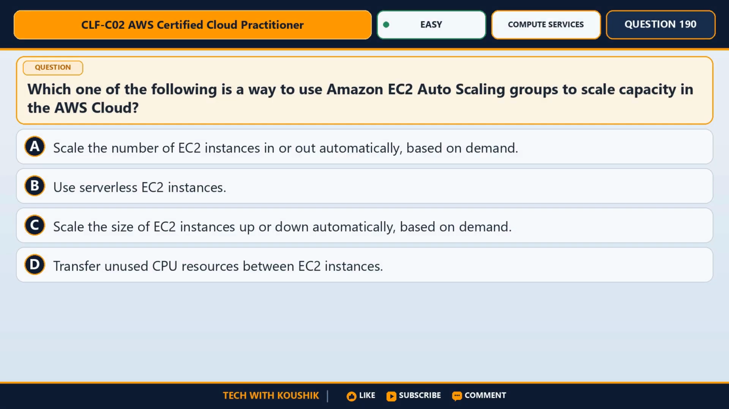Question number 190. Which one of the following is a way to use Amazon EC2 Auto Scaling groups to scale capacity in the AWS cloud? Option A. Scale the number of EC2 instances in or out automatically, based on demand. Option B. Use serverless EC2 instances. Option C. Scale the size of EC2 instances up or down automatically, based on demand. Option D. Transfer unused CPU resources between EC2 instances.